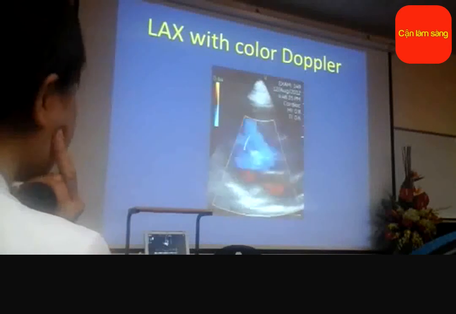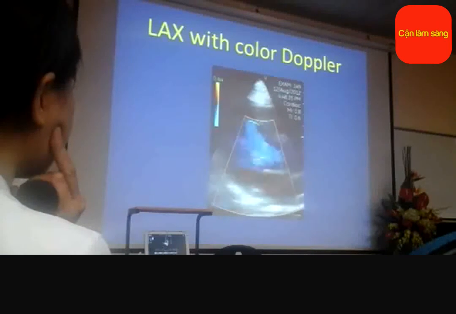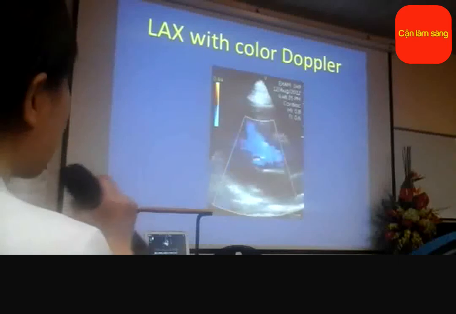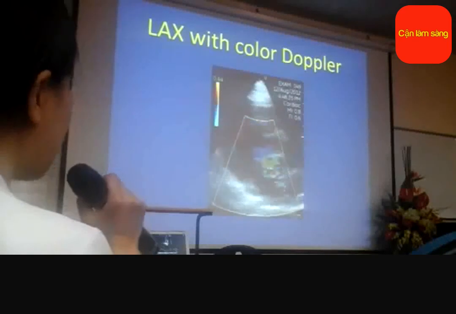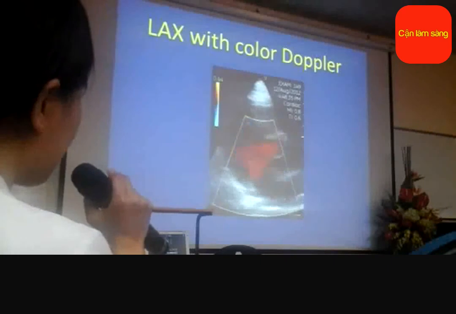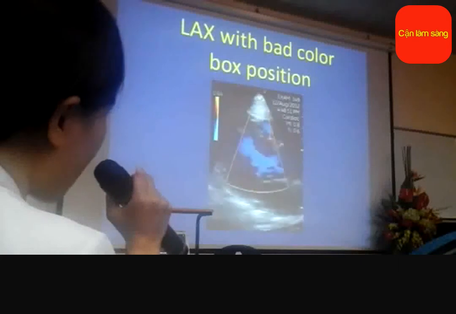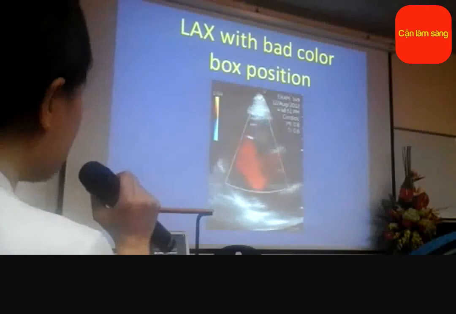So this is looking at color Doppler with a normally positioned color box looking for mitral regurgitation. Khi chúng ta bật tín hiệu màu lên, ta thấy dòng chảy theo hướng bình thường từ nhĩ xuống thất và lên động mạch chủ. Đồng thời chúng ta cũng có thể thấy có hở hai lá kèm theo.